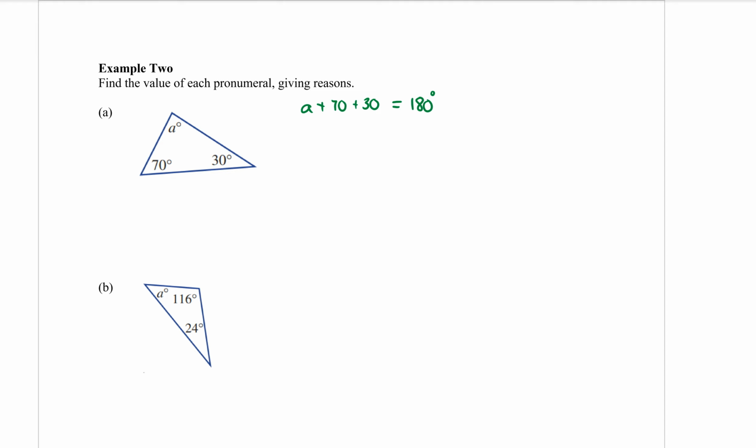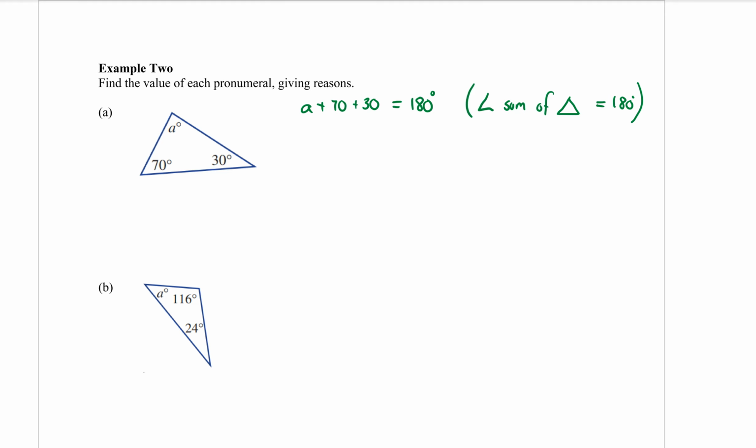Now the reason for that is called angle sum of triangle is equal to 180 degrees. The shortest way to write that is, we're using the angle symbol, angle sum of, and we can use a drawing of a triangle for the word triangle: angle sum of triangle equals 180 degrees. And we solve that like we did with the straight angle.